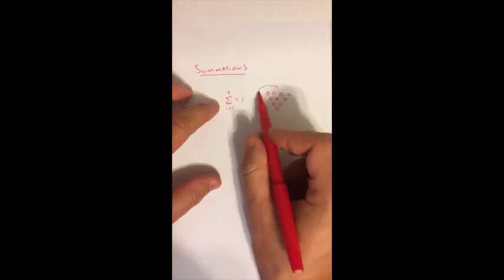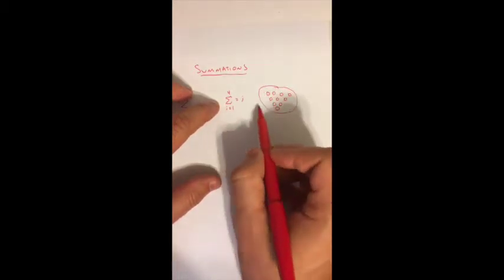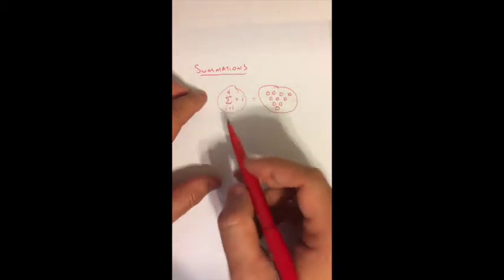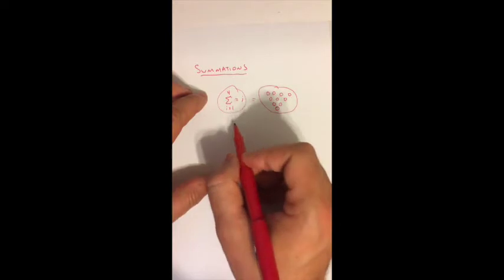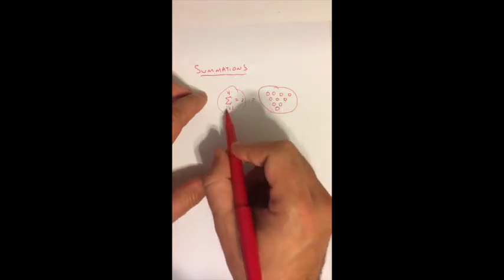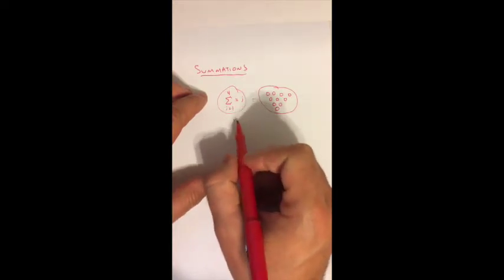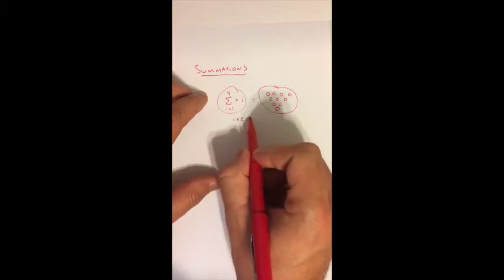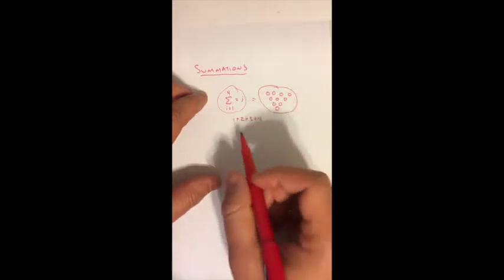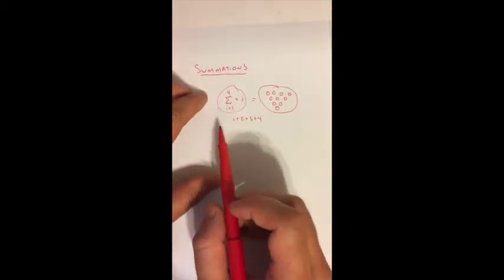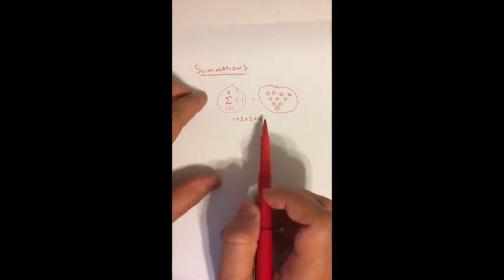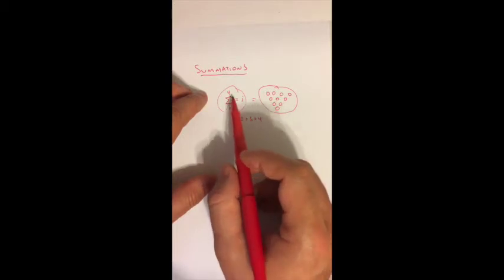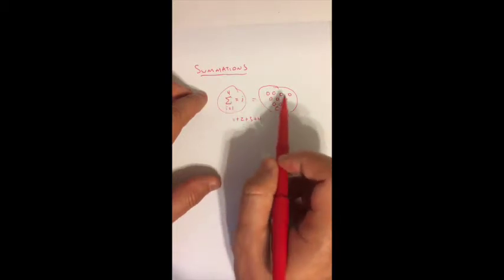But this is equal to this. That's all it means. This is saying what happens when we sum or add up, starting with the index of 1 and going by whole numbers up to 4. What happens when we add up 1 plus 2 plus 3 plus 4? And this is exactly what this is.